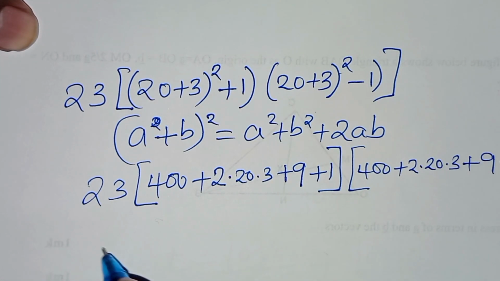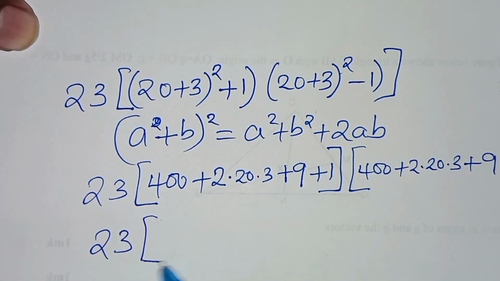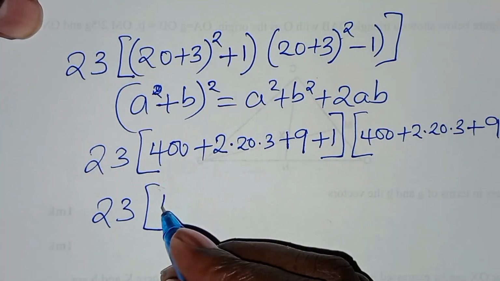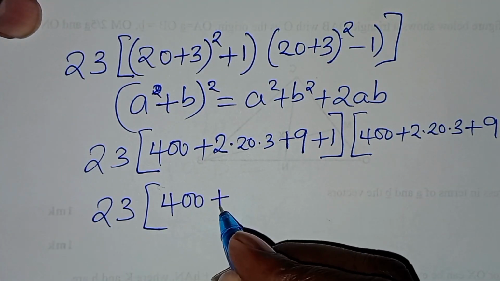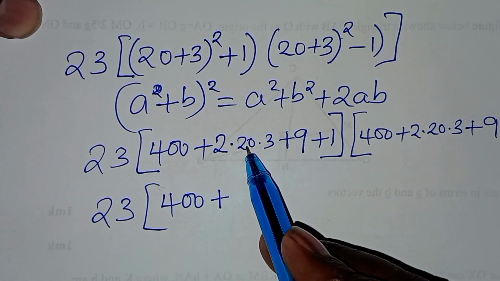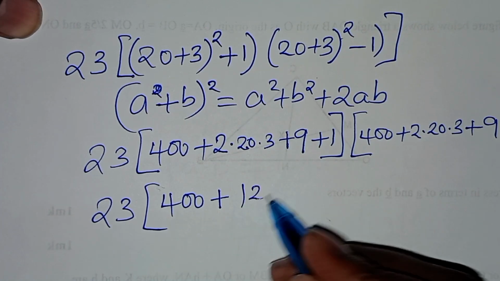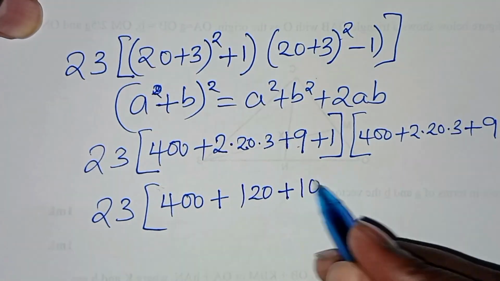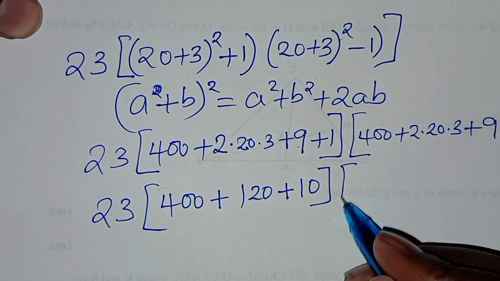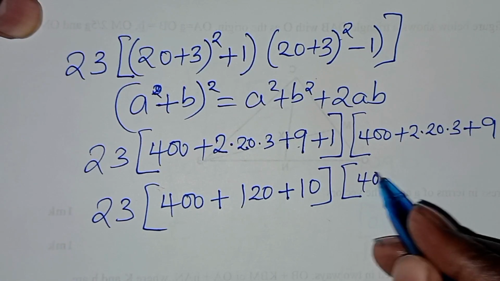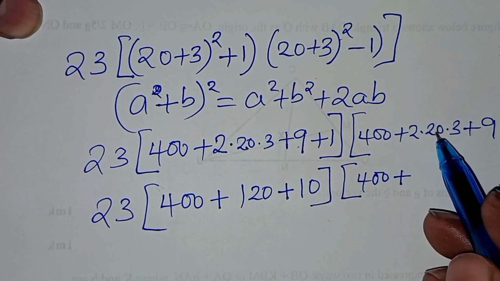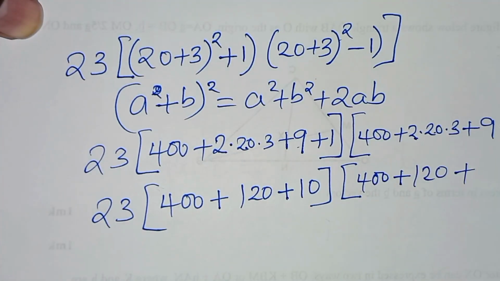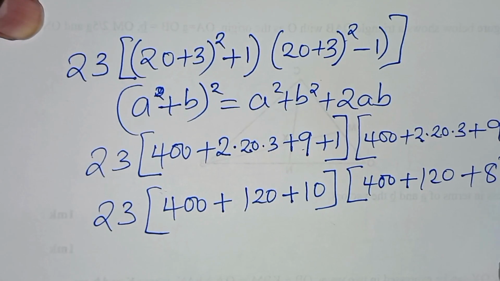Now let's proceed. We have 23. Now this is 400 plus, now we have 2 times 20, which is 40, times 3. This is 120, plus 9 plus 1, this is 10. The second set here, we have 400 plus 20 times 2, 40 times 3, this is 120, plus 9 minus 1, this is 8.